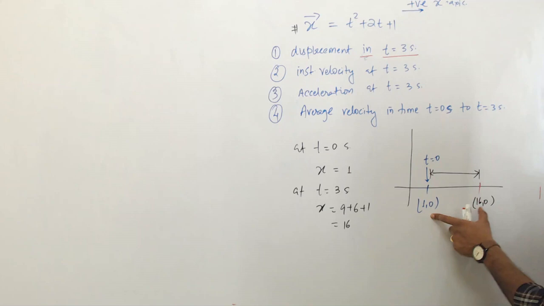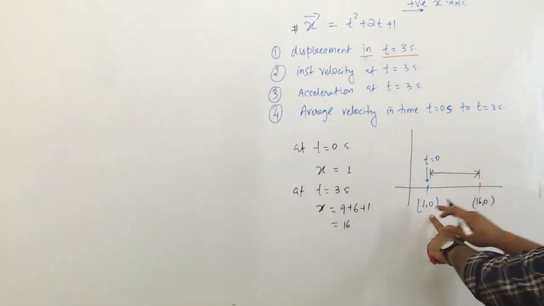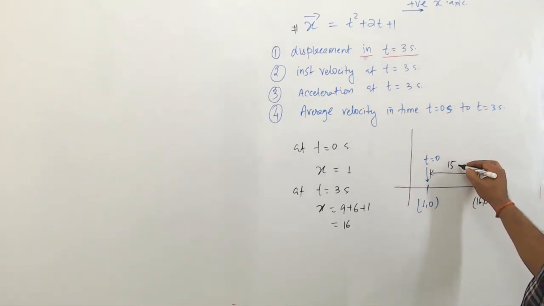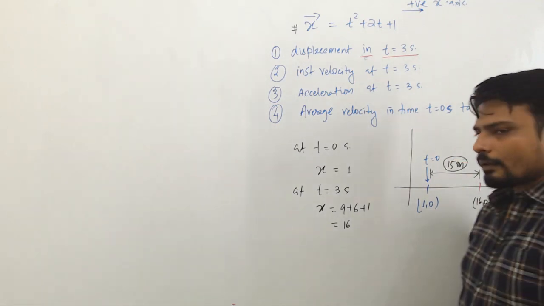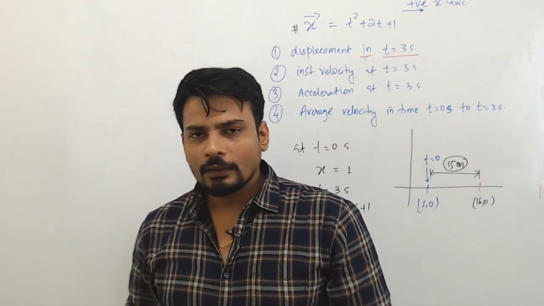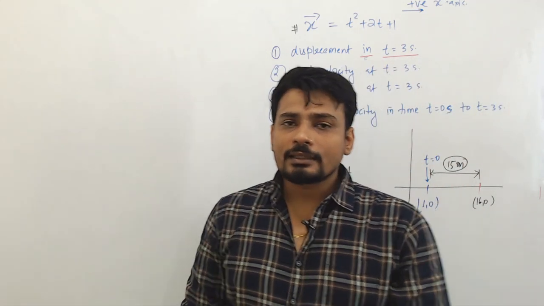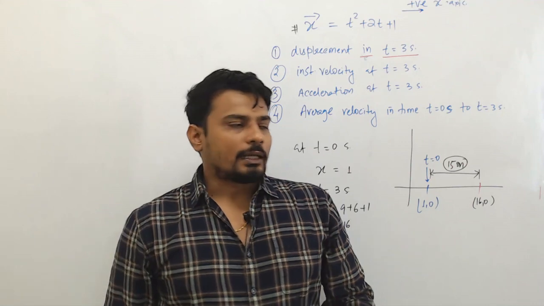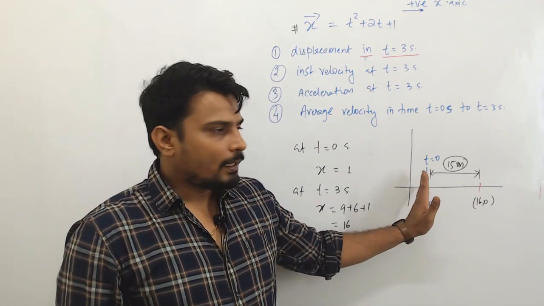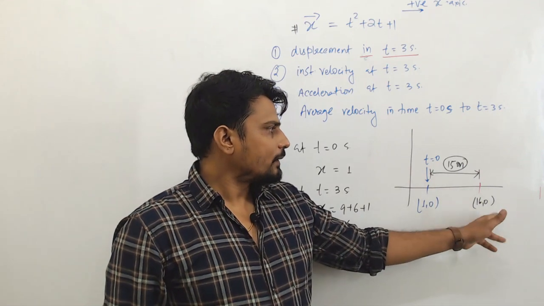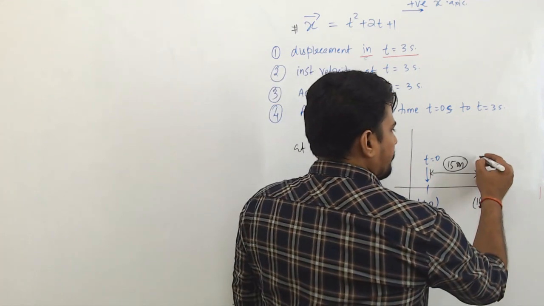It was at 1, it is now at 16. It means the net displacement which it has covered is 15 meter. Please do not write 16 meter. That's going to be wrong answer. ये बातें clear है? Is it clear to all of you? We are asking in 3 seconds how much distance has it moved. So at time t is equals to 0, it was at 1 meter. Already it was at 1 meter. And at time t is equal to 3 seconds, it is at 16 position.